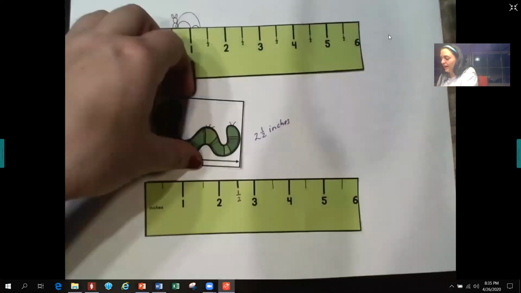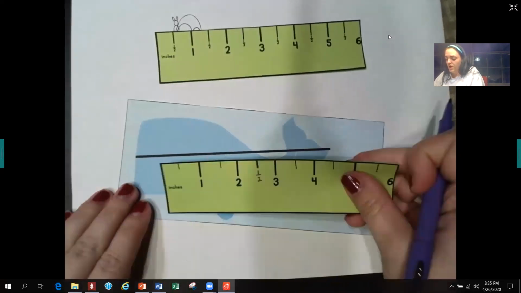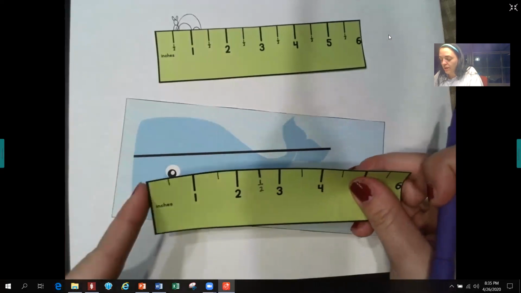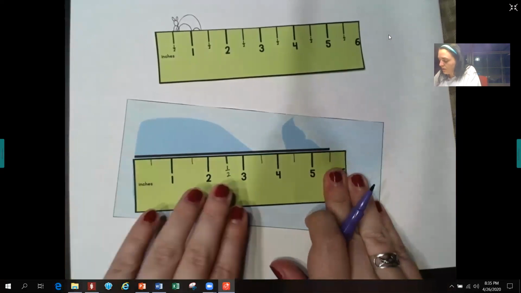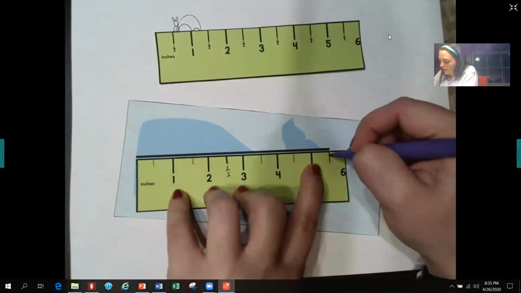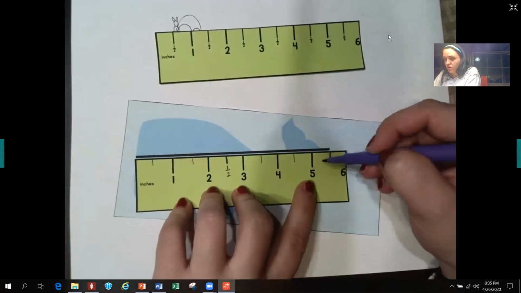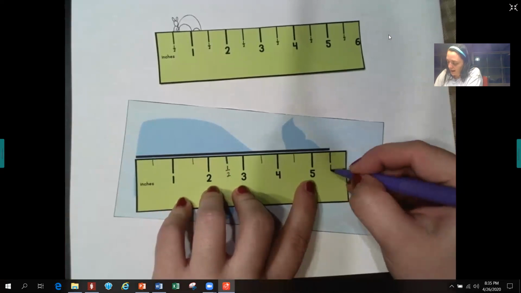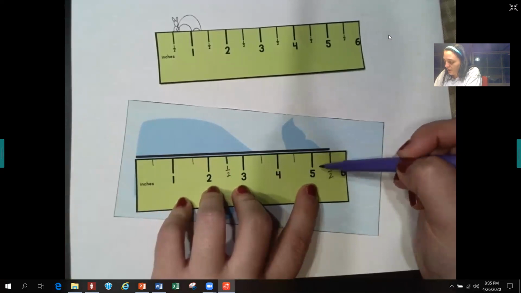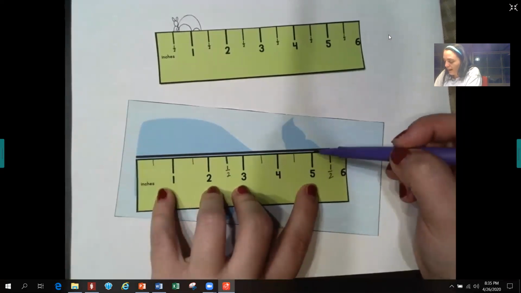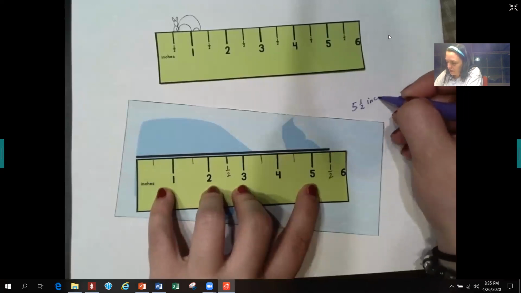Let's measure something else. Ooh, I have a whale here that I want to measure. Again, I have to start by measuring at 0 and line it up. And whoop, we ended right here in between 5 and 6. I know that this whole inch is partitioned into 2 equal pieces, so I can say that 1/2 is right here. And I notice that this whale is 5.5 inches long.